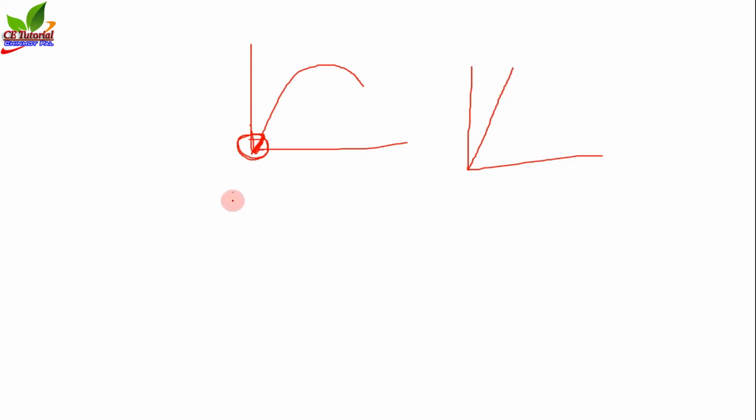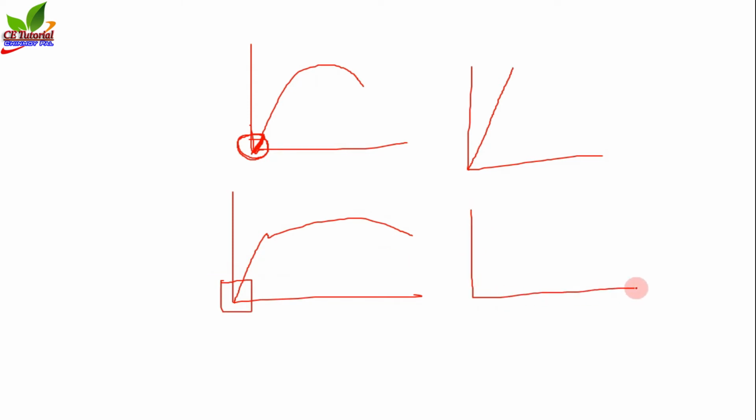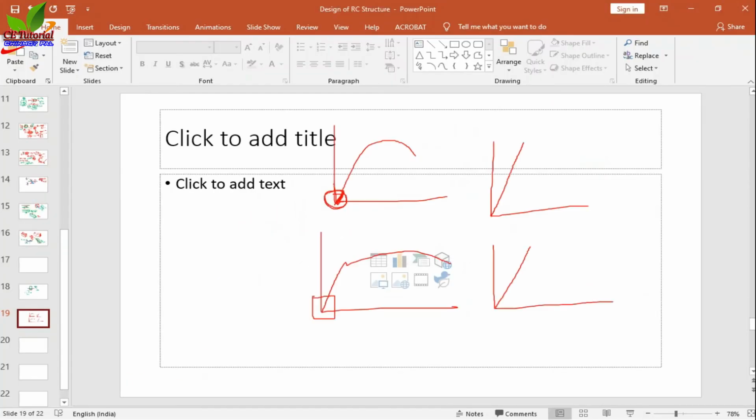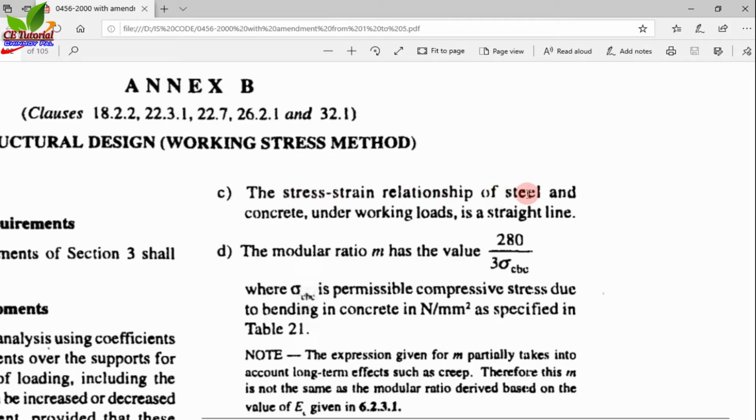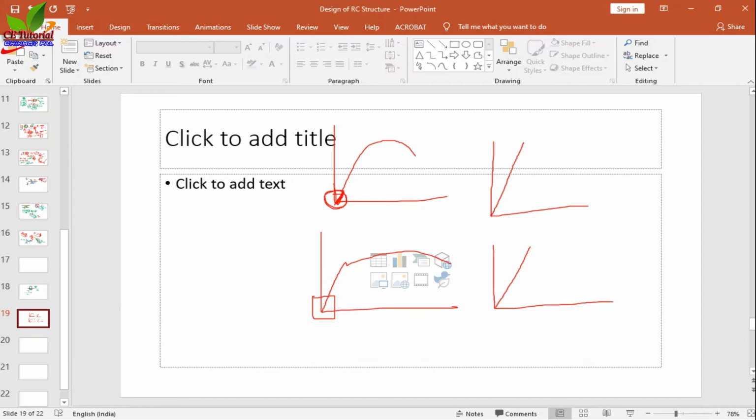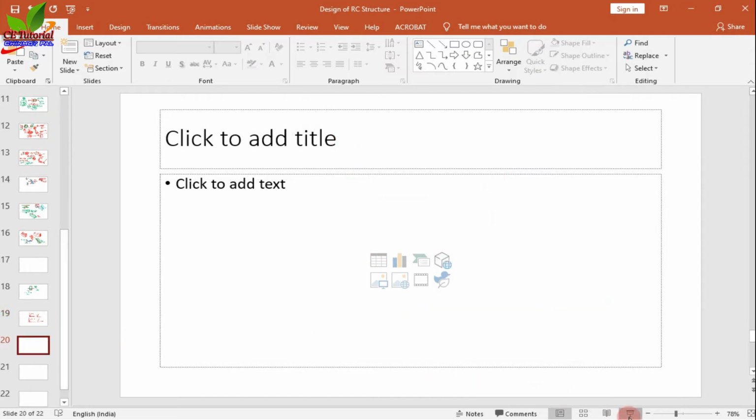And for mild steel, or for steel, this is the stress strain curve of steel, and we are considering this amount. Now again for steel, stress strain curve of the steel is this. So stress strain relationship is linear, and you can see the stress strain relationship of steel and concrete is straight line. Now what is modular ratio? That is given in IS 456. Now let us try to understand what is modular ratio.